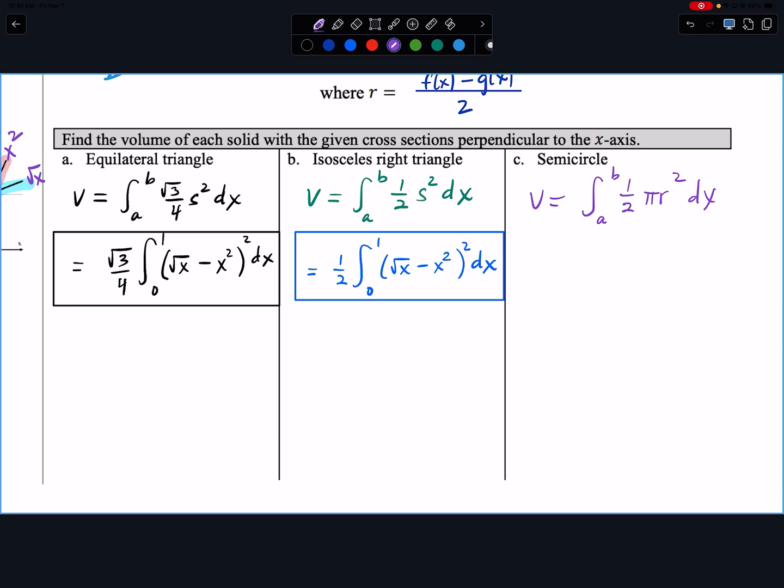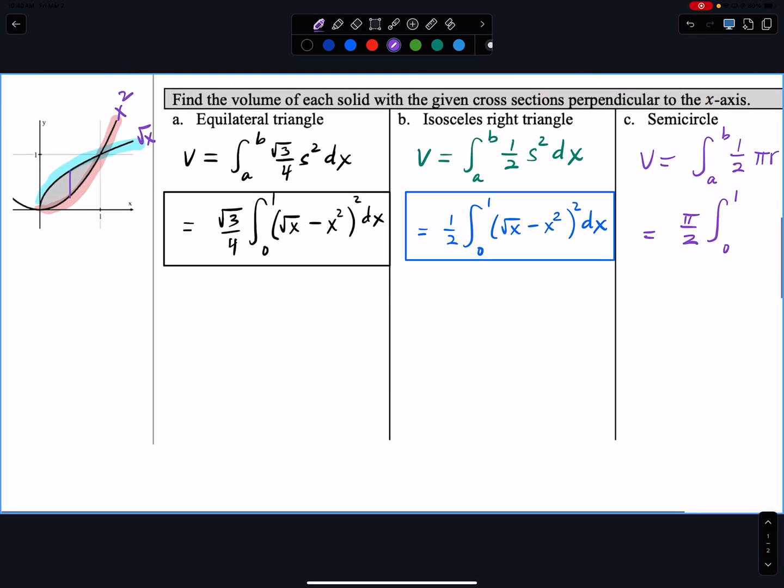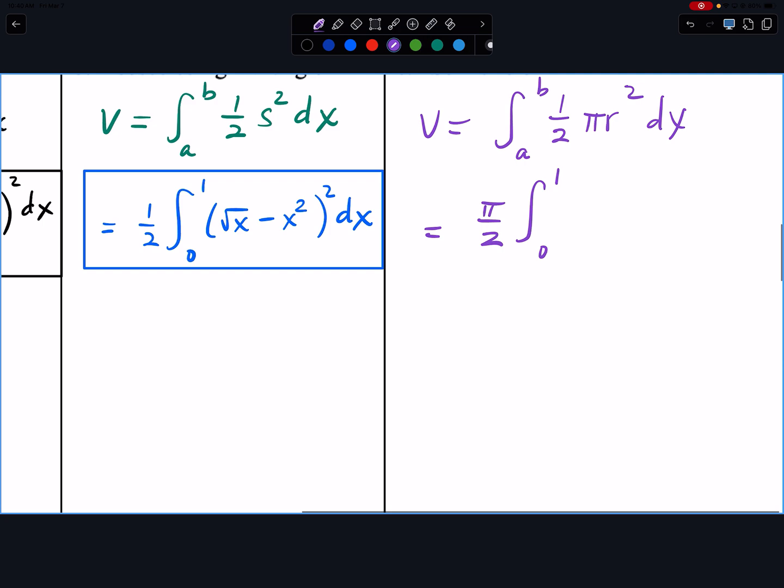Okay, so do you guys agree that this is just a constant? This is just a constant. So I can put those both on the outside, right? So do you guys agree I can just write that as pi over 2? Okay, times the integral from, in this case, it's going to be 0 to 1 of my radius squared. So remember, the radius of this thing is the center to the edge. So it's going to be f of x minus g of x cut in half, right? So it's going to be parentheses are f of x minus g of x, half of that, squared dx. Okay?